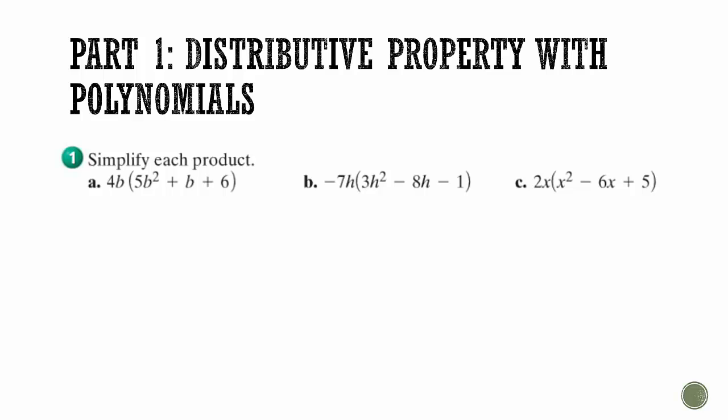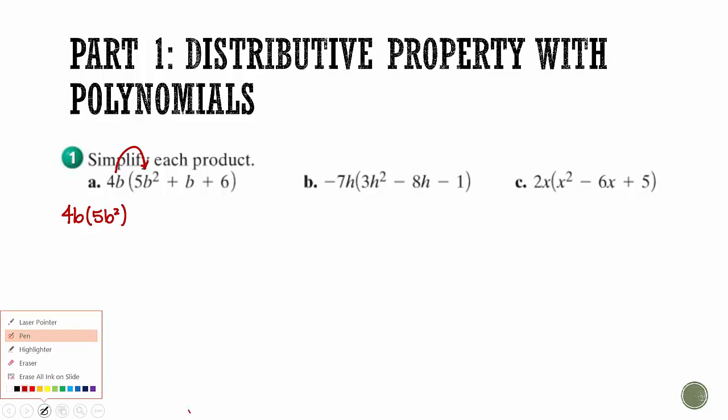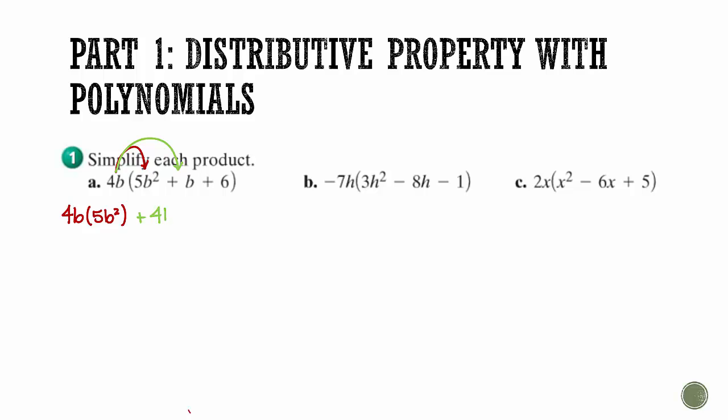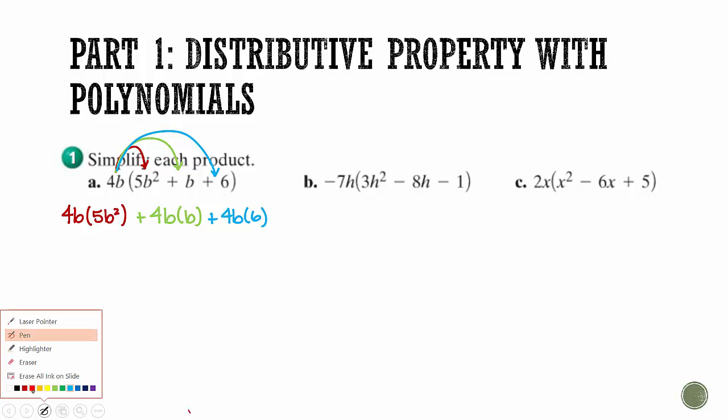So I'm going to give you a problem like this, and the steps are exactly the same. You want to do 4b times 5b squared, and then 4b times b, and then last one, 4b times 6. So that 4b gets distributed to all three of those things in parentheses. And then all we have to do is simplify these things.